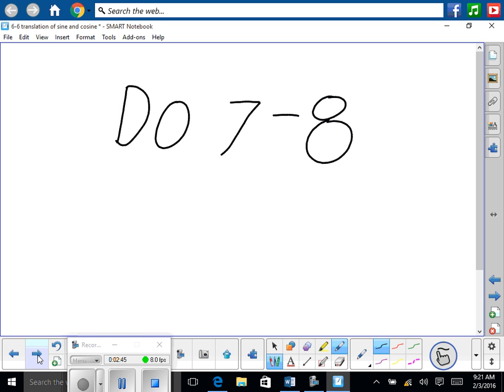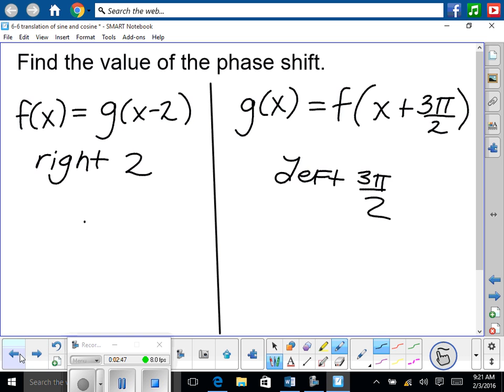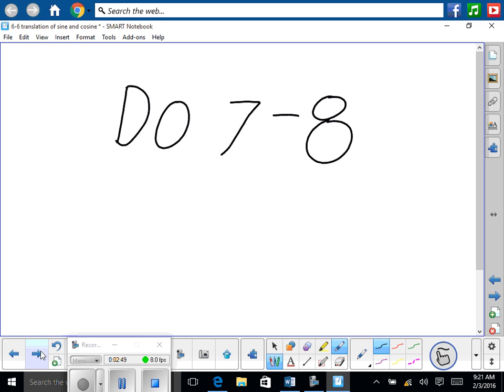Do 7 through 8. Wait. 7 through 8? What? I mean, 1 through, what was I thinking? 1 through 6 is what I really meant to say. I don't know what happened. Go. Do problems 1 through 8. Sorry. I'm remembering now. 1 through 8.